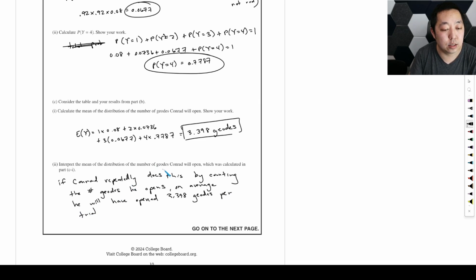Okay, repeatedly does this trial. I'll call it a trial. I don't know a better word for it. Repeatedly does this experiment where he just opens geodes. If he does it over and over and over, then the average is going to be 3.39 for each trial that he does. That's going to be the average number of geodes. That's the interpretation of the mean of the distribution. You always want to say it's the average number if you do it a large number of times, right?